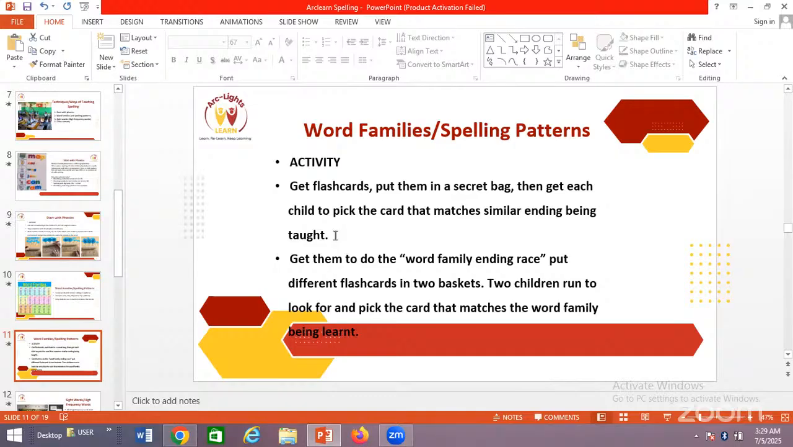They will just dip their hand into it and pick out a card. They won't look into the bag. They pick out a card. They look at it. If it goes with the word family they are learning, then they know they've gotten it right. If not, then they know that they've gotten it wrong. It doesn't matter whether they get it right or wrong. What matters is they already know that, okay, this word family does not match that one. And it's a way of letting them know what you were talking about.